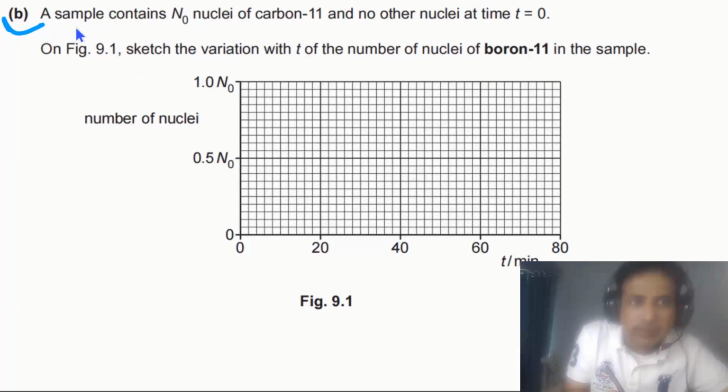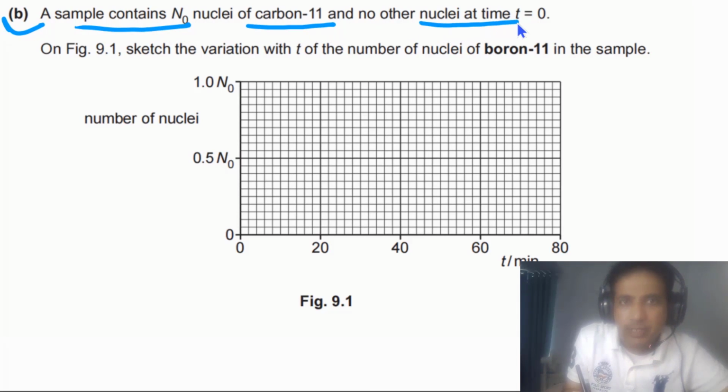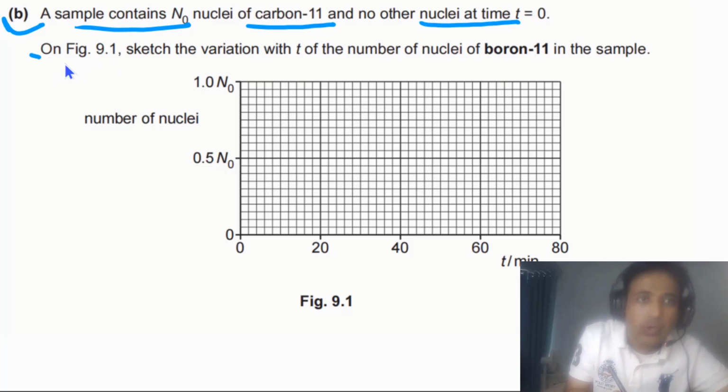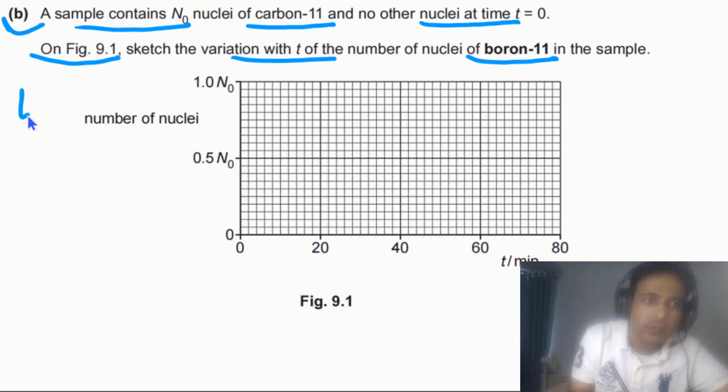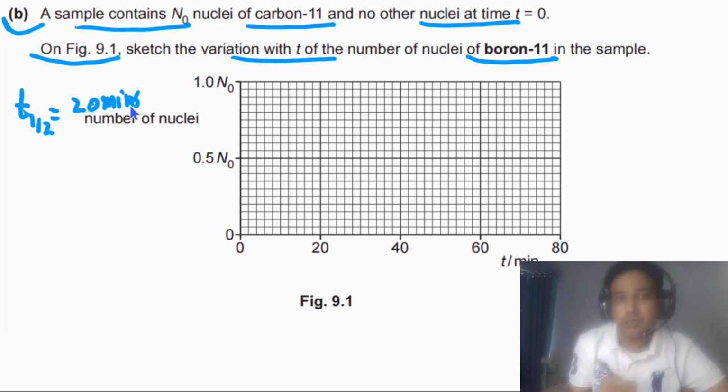Part B says a sample contains n naught nuclei of carbon 11 and no other nuclei at time t equal to 0. On figure 9.1, sketch the variation with time t of the number of nuclei of boron 11 in the sample. The half-life of carbon 11 is also given to us in part A. Half-life is equal to 20 minutes. So this information is given to us.